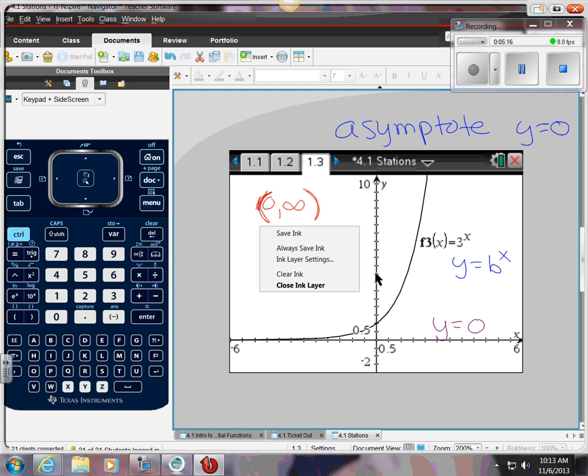Okay, so we had our domain, negative infinity to positive infinity, and our range from 0 to infinity. Good? Okay, for functions of this type, our domain is always going to be negative infinity to positive infinity. Are you okay with that? All exponential functions in general are always going to have a domain of negative infinity to positive infinity. You okay with that? Every single one of them. Got it? Okay.